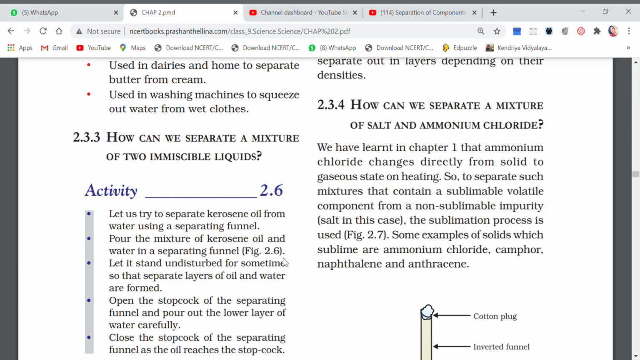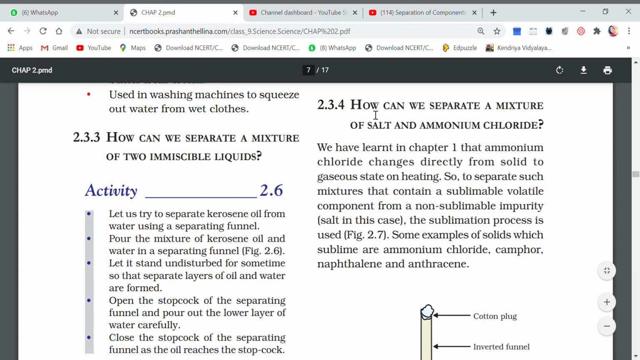Hello children, welcome back. Now I hope you have watched the video, and when you have already seen the video, you might have understood a lot about the separation technique using the method of sublimation. This thing you have already done in first chapter also. So let's start with the topic: how can we separate a mixture of salt and ammonium chloride?